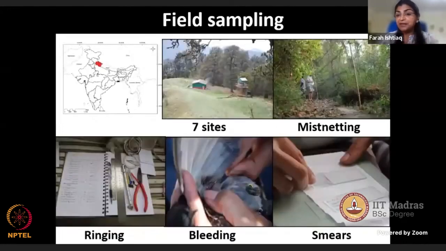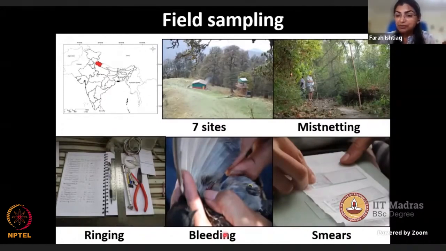And there's a spectrum of sites. If you want to understand how the gradient changes, you need to do this study at different elevations as well, starting from a very low elevation environment, something like 600 meters, all the way up to a high elevation, something like 3000 meters. So you go there, you mark the birds using unique rings. You take little blood samples. You also make slides, which is a very traditional way of understanding the morphology of the parasites.